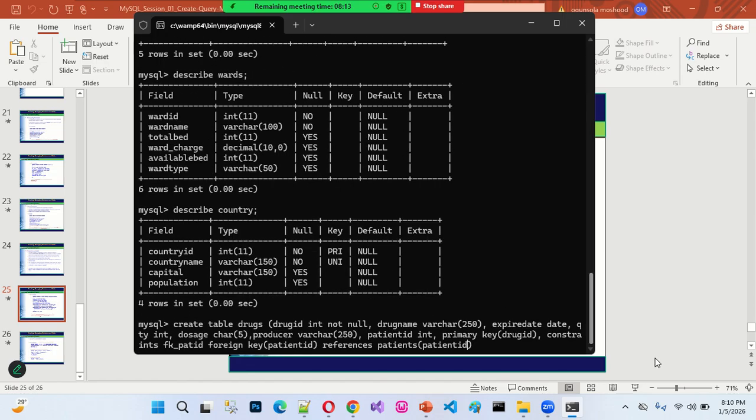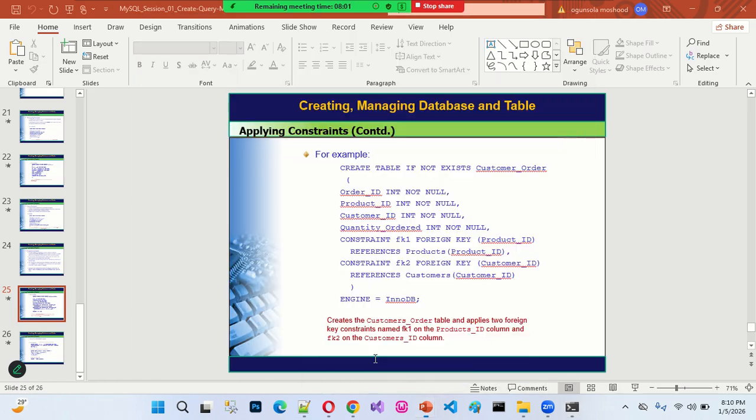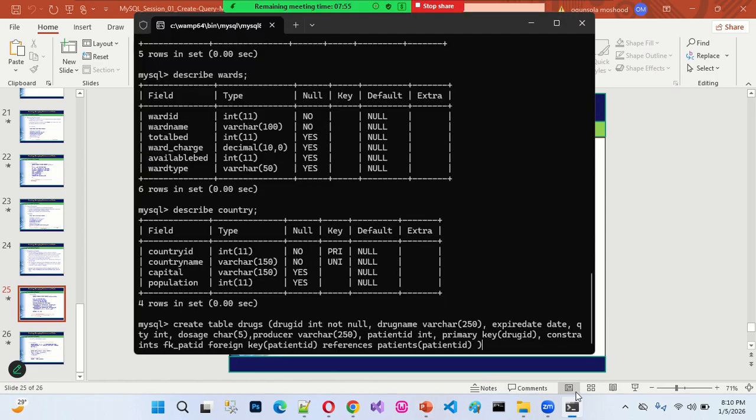So once that patient ID is done, do you get it now? I have already ended this particular command. I close this bracket because this is the bracket I used to start with. Once that bracket is closed, I will now specify the engine I'm using, which is very important. And that's going to be what? Engine equal to what? InnoDB now. Semicolon. So this means I'm creating a table with the relationship.